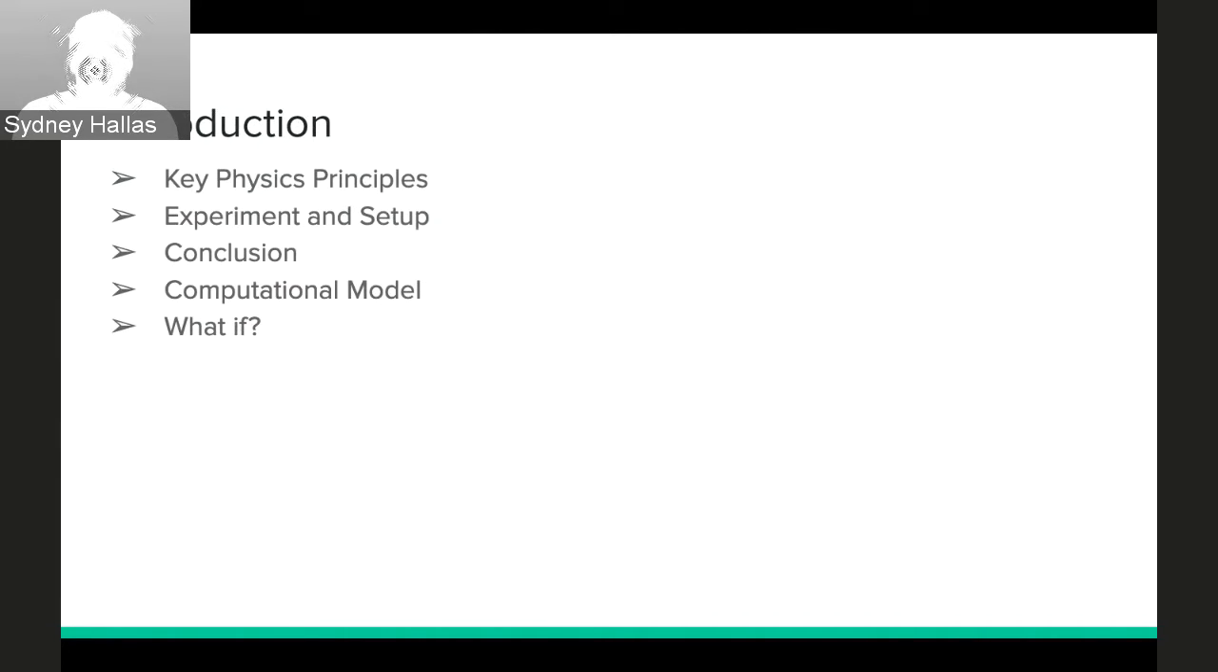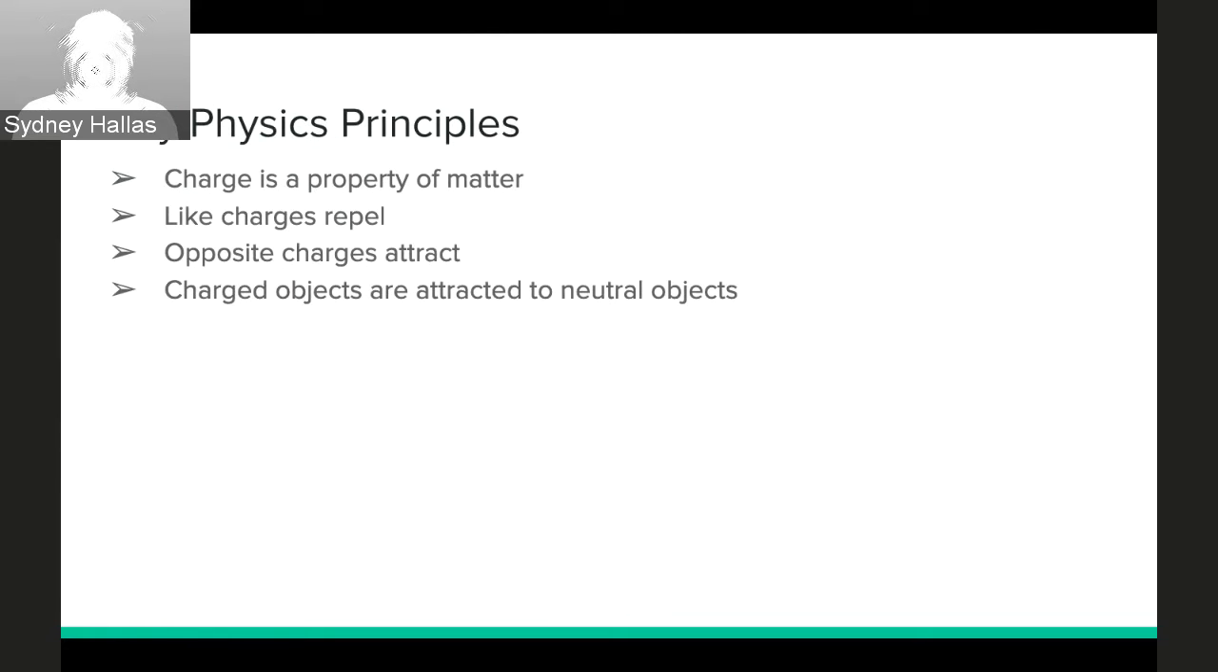In this presentation, I'll be covering the key physics principles, the experiment and setup, the conclusion, the computational model, and some what-if scenarios. The key physics principles were that charge is a property of matter, like charges repel, opposite charges attract, charged objects are attracted to neutral objects.